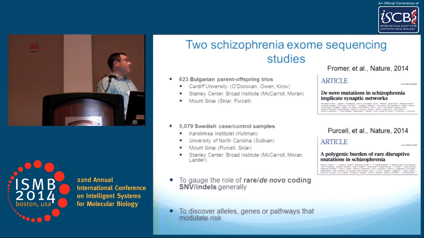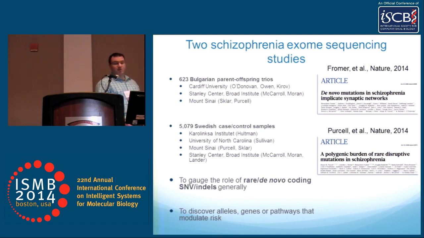So the two applications that we recently published, both of them are schizophrenia studies. One is looking at over 600 trios, so that's an affected child with schizophrenia and their two parents, mostly unaffected parents. So that's 600 trios, 1,800 individuals in total. And another study was looking at 5,000 Swedish cases and controls combined, around 50-50, 2,500 cases, 2,500 controls. Both of those, again, are looking at schizophrenia cases when I say cases.